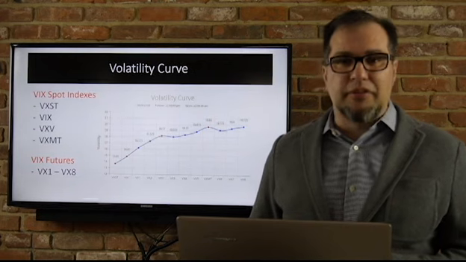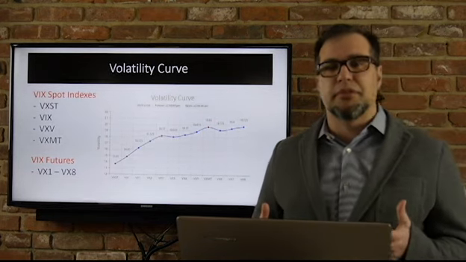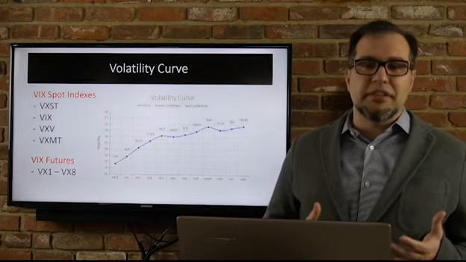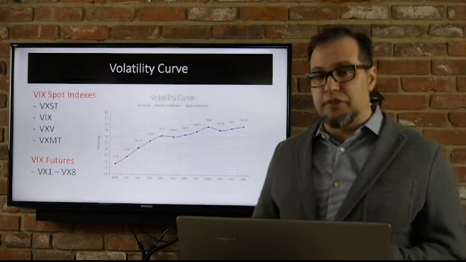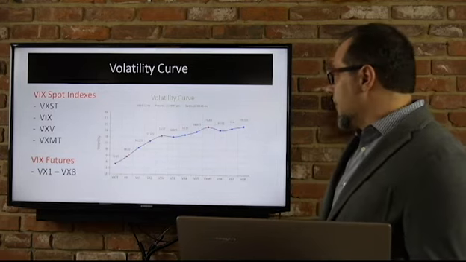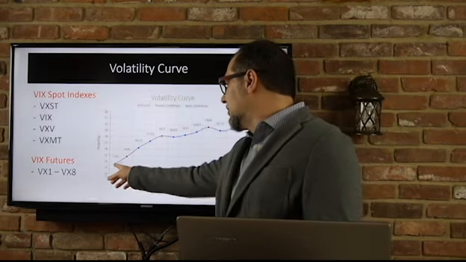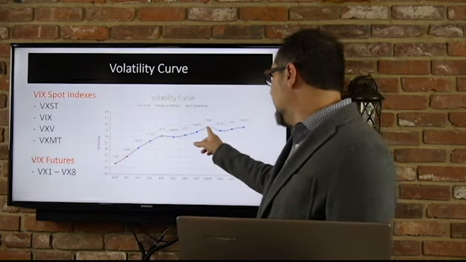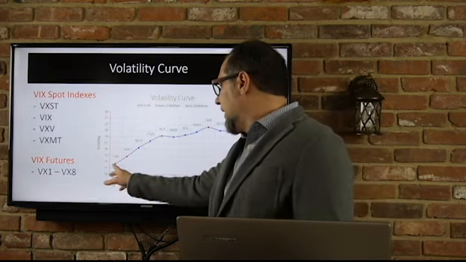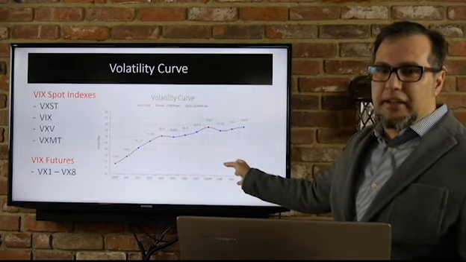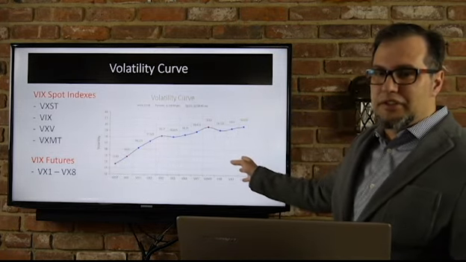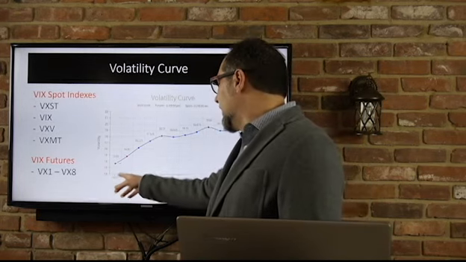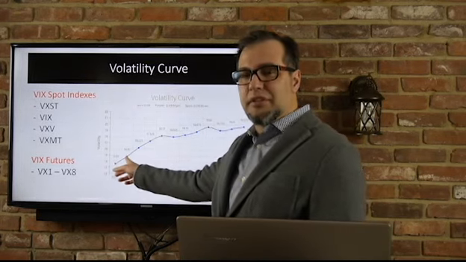And that's why I created the volatility curve, which is an enhancement to the VIX futures curve, and plots the VIX spot indices alongside the VIX futures contracts. The VIX spot indices are the red dots here: the VXXT, the VIX, the VXV, and the VXMT. They're ordered by their time to expiration, by the length of their term. For example, the VXXT is a 9-day volatility index, in the very beginning. The VIX is a 30-day volatility index.